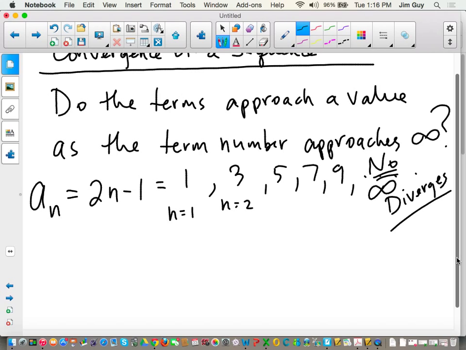And the way you could tell for sure, if you couldn't just tell by looking at it, would be to take the limit as n approaches infinity, because that's what we really want to know. As n approaches infinity, what are these values approaching? If you put infinity in there, you get 2 times infinity minus 1, which is infinity. Lots and lots of limits in this unit. A lot of fun with limits.